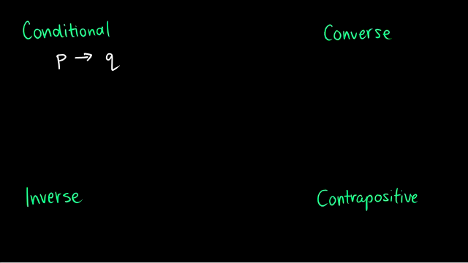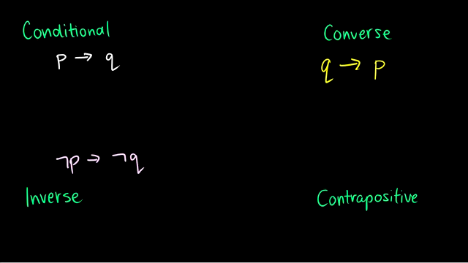One is the converse. If the conditional is P arrow Q, then the converse is flipping the order. So the converse is Q arrow P. So that's flipping the order. The inverse is taking the conditional and just adding negations in front of each formula. So the inverse of P arrow Q is not P arrow not Q.